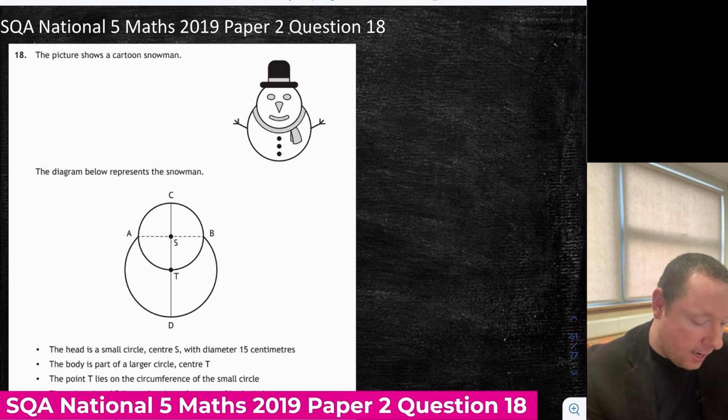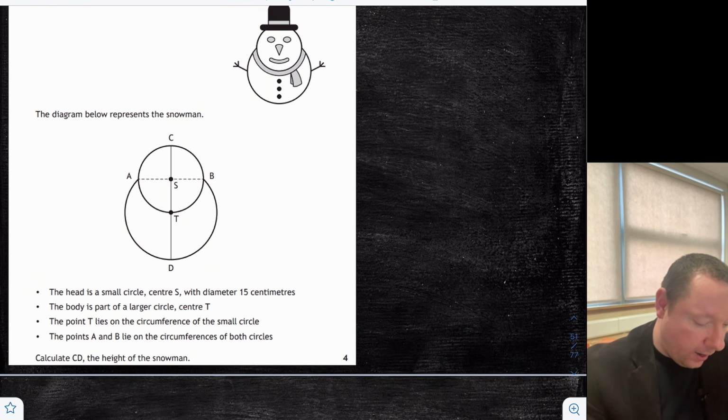SQA National 5 Maths 2019, paper 2, question 18 had this question. It's a cartoon snowman and it's got a lot of information about the head is a small circle with centre S and the diameter of that from here to here or here to here is 15. The large circle has got a centre of T and it also lies on the circumference of this one, and A and B lie on the circumference of both circles. Calculate the height of the snowman.